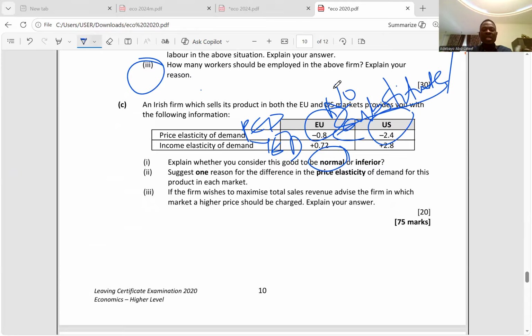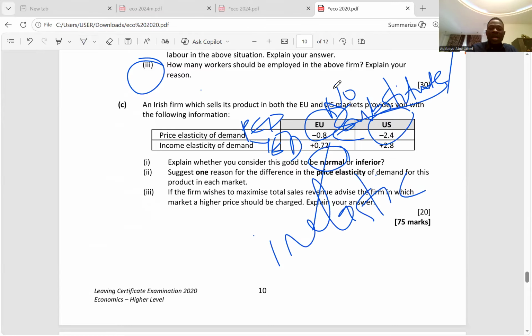Now they said, question 3, if the firm wishes to maximize total sales revenue, advise the firm in which market a higher price should be charged. To maximize total sales revenue, the firm must sell in the EU, because in the EU demand is inelastic. Inelastic simply means irrespective of the price, consumers will buy. So for the firm to maximize its revenue, it has to sell in the EU market, because a rise in price would not significantly change the quantity demanded. So that's about that.